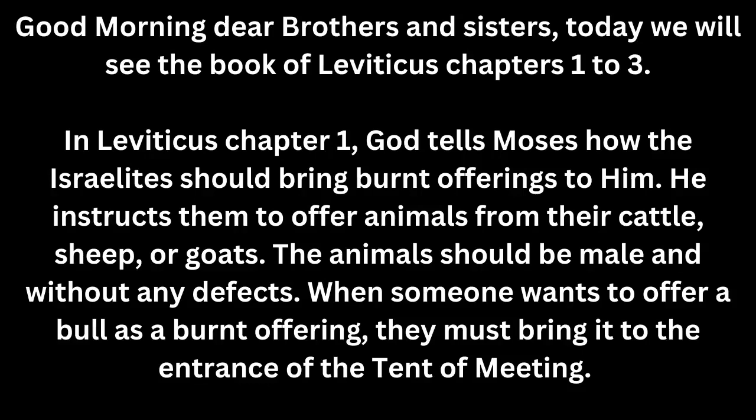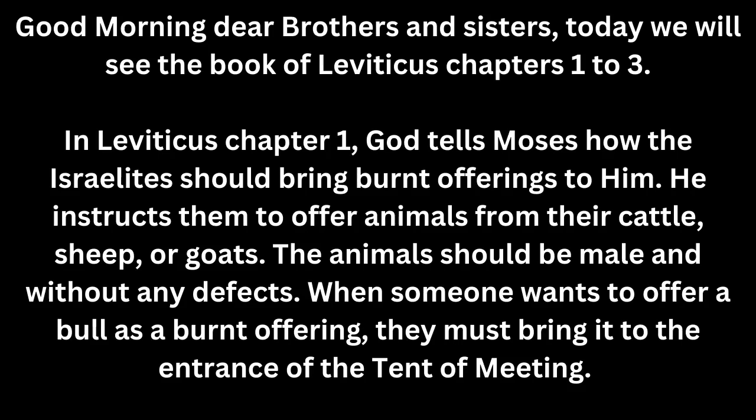Today we will see the book of Leviticus chapters 1 to 3. In Leviticus chapter 1, God tells Moses how the Israelites should bring burnt offerings to him. He instructs them to offer animals from their cattle, sheep, or goats. The animals should be male and without any defects.